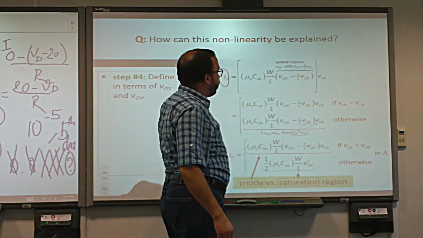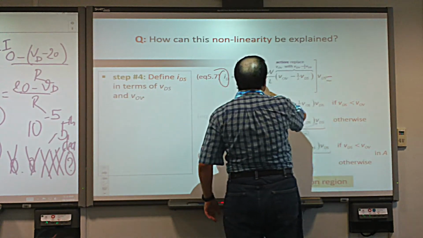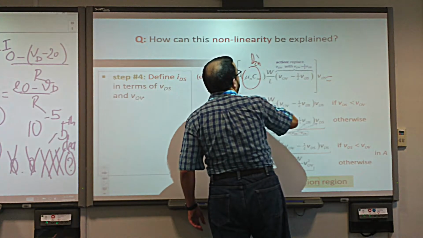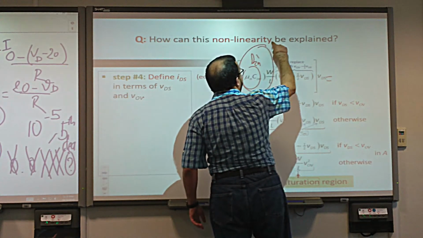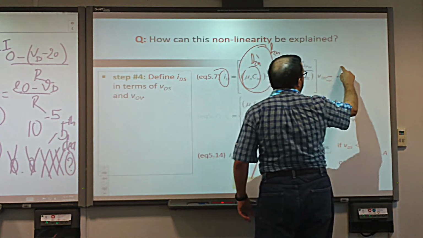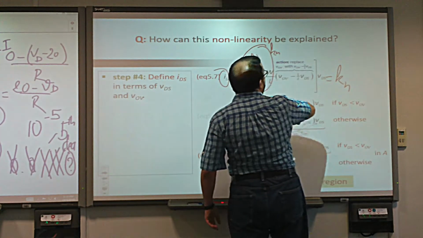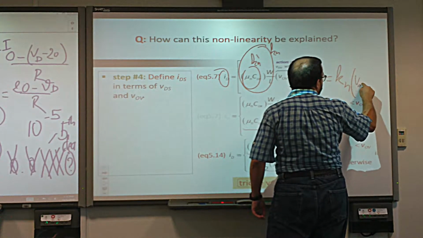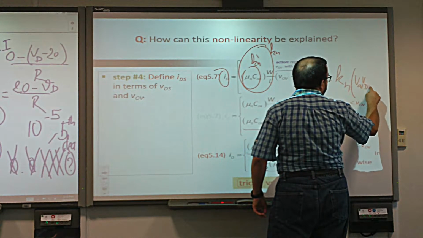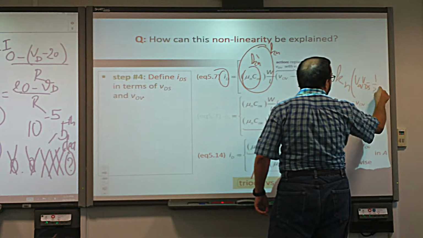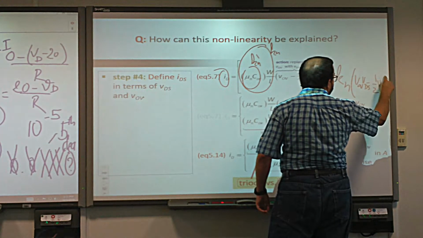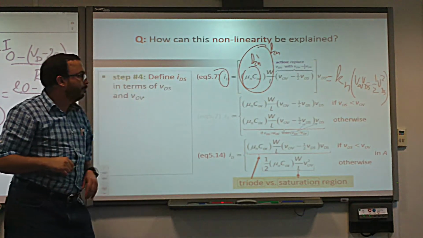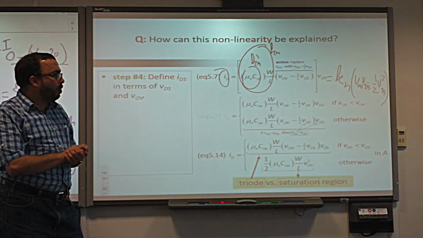Some people, in a very common expression, write it this way. What is this? This is Kn prime, yes or no? And what is this? It's Kn. So we'll keep it like that. We'll write it Kn, yes or no? Times what? Times V overdrive VDS minus half of VDS squared. Some people just make the multiplication and move on. Okay? Good. This is also common, okay?